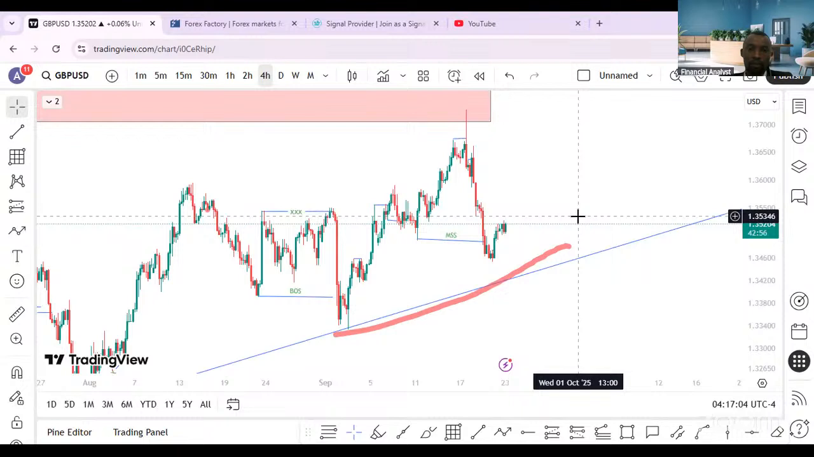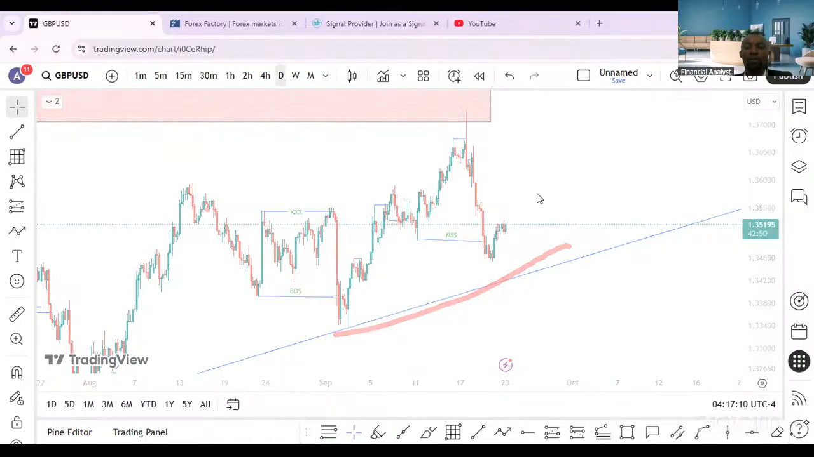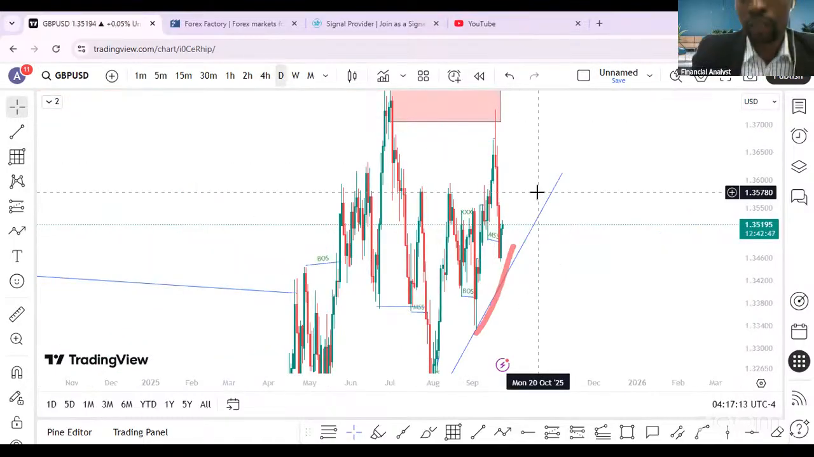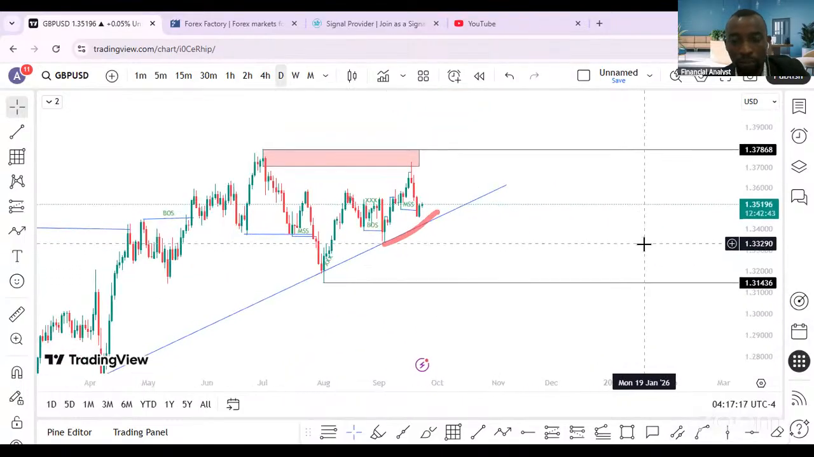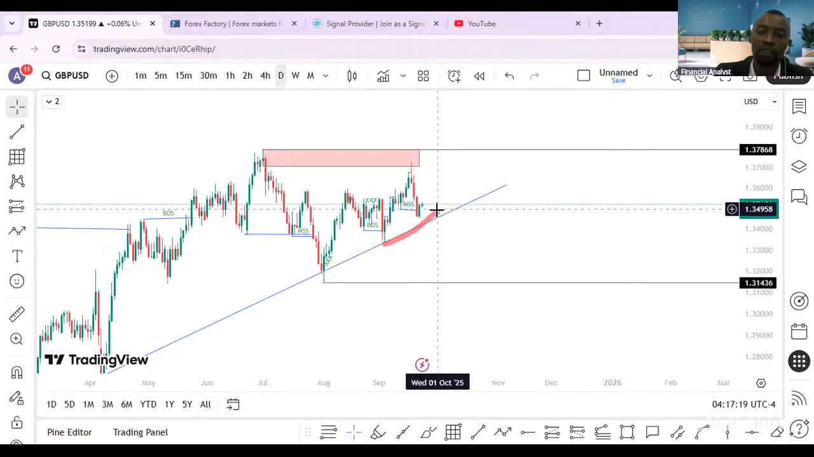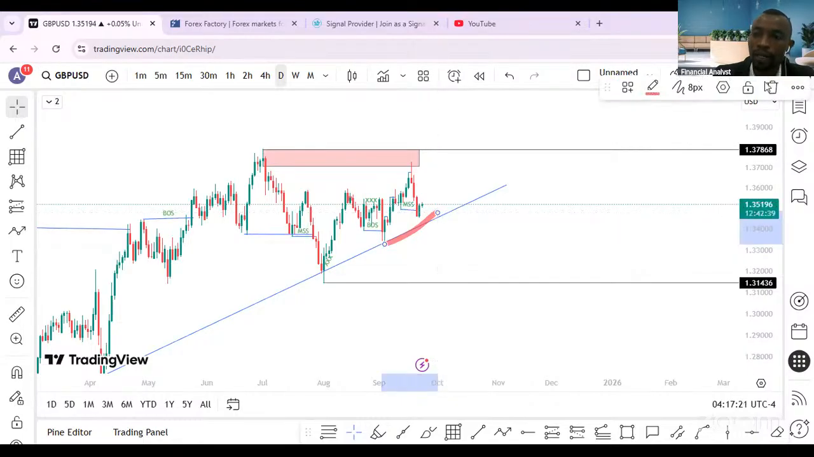So that is my take on GBP USD. For now, price is somehow unclear, and we need to be patient. We are still bearish. The sellers are still more in the market than buyers.